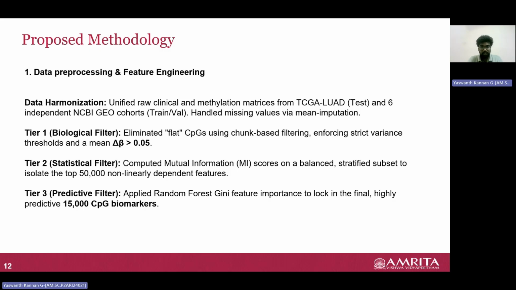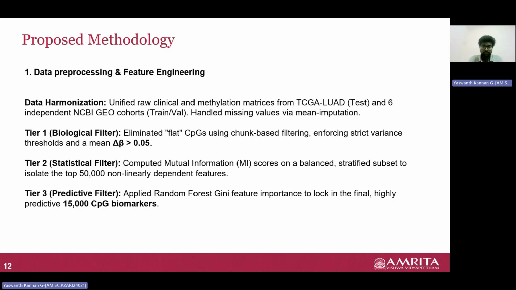First is biological filtering, where we remove CpG sites that show low variance across the samples, because these sites remain almost constant and do not contribute to the distinction between cancer and normal. In addition, we impose a threshold on the difference of methylation levels between the cancer and normal samples. This ensures that we retain only the CpG sites that show biologically meaningful changes between cancer and normal.